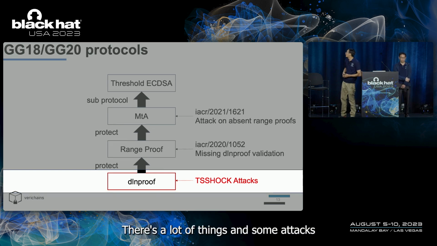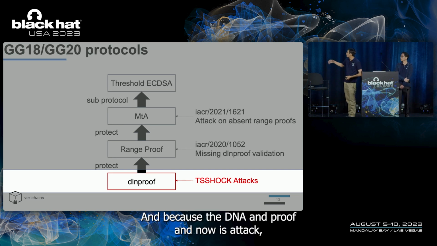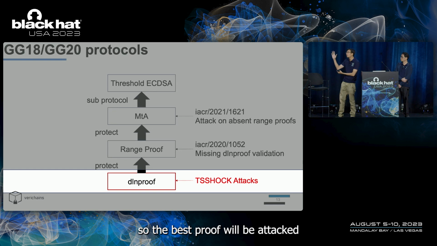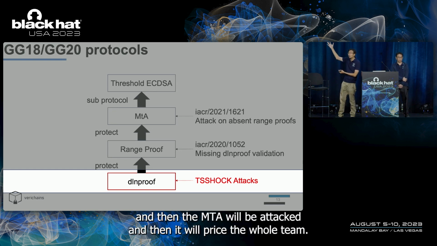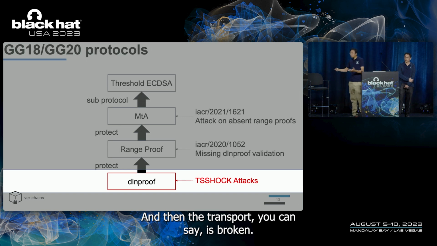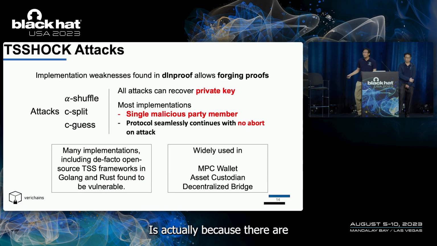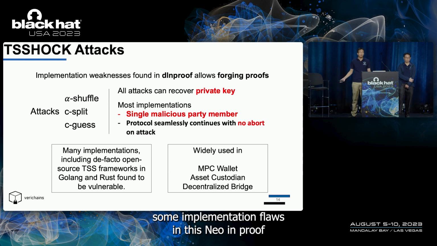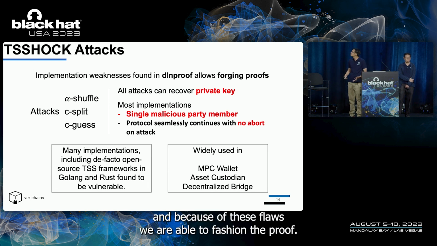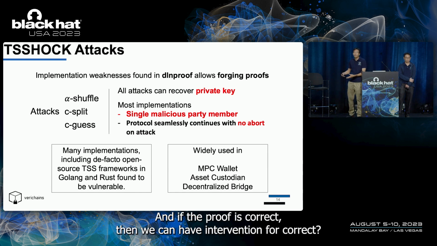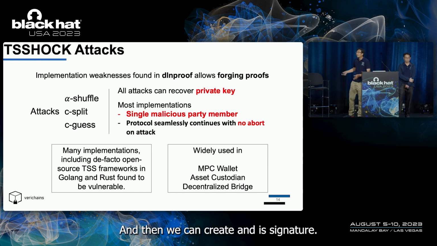There's a lot of things, and this TSSHOCK attack actually happens on the DLN proof. Because the DLN proof is attacked, the range proof will be attacked, and then the MTA will be attacked, and then it will break the whole thing. And then the threshold ECDSA is broken. So how is this possible? It's actually because there are some implementation flaws in this DLN proof. Because of these flaws, we are able to forge the proof. And if the proof is correct, then we can have any range proof correct, MTA correct, and then we can create any signature.